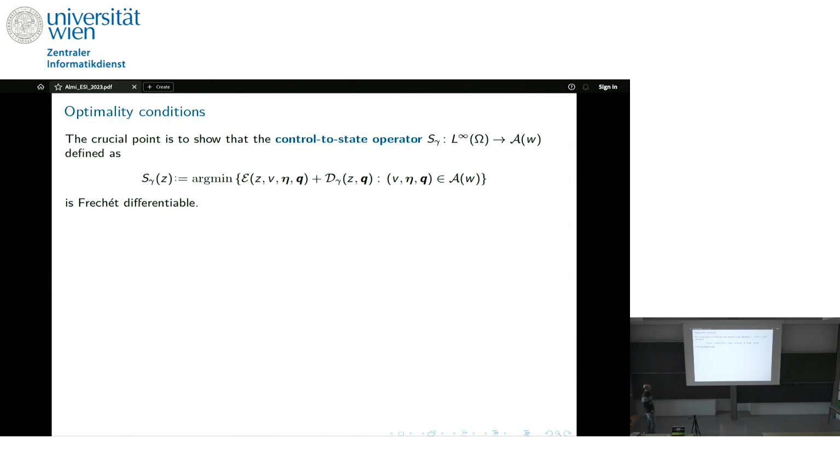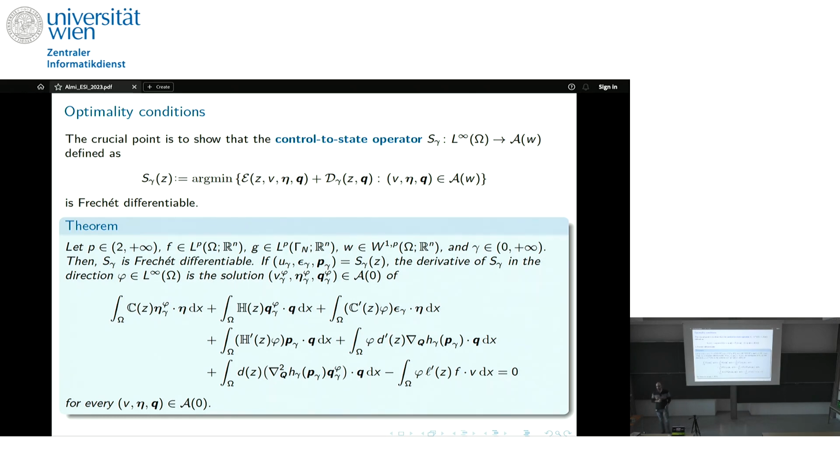And this is what is written here. So you can prove that this function here, that is simply associating to a phase field variable, let's say here in general taken as a function in L infinity, the equilibrium tripole. This is now Fréchet differentiable.